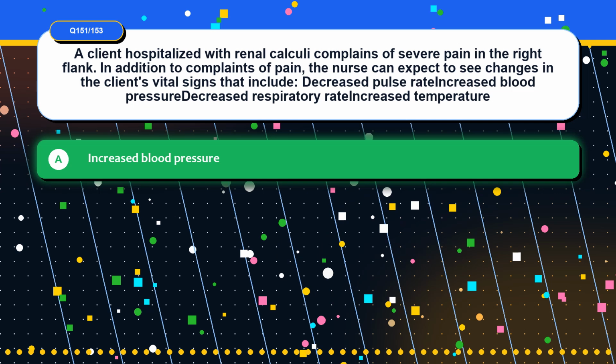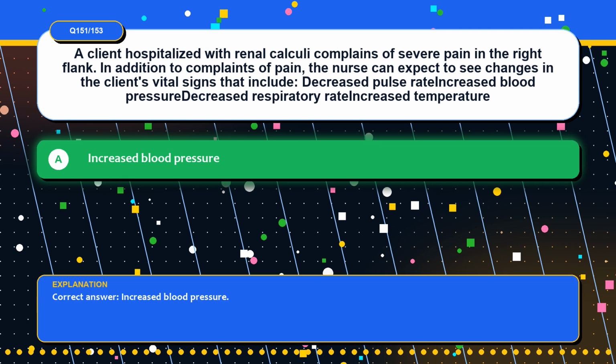The correct answer is option A. Increased blood pressure. Correct answer.